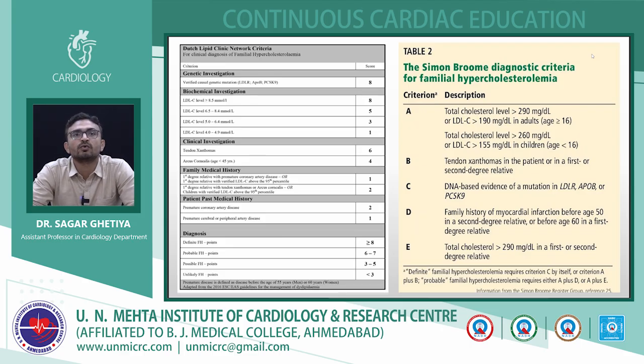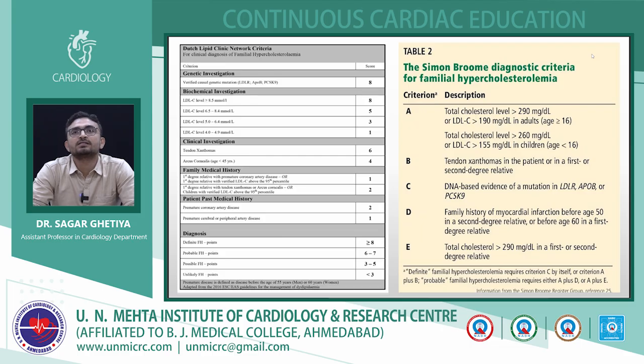And according to these points, we can divide patients into definite FH, probable FH, possible FH, and unlikely FH. Simon-Broome diagnostic criteria can also diagnose familial hypercholesterolemia. There are five criteria present: A, B, C, D, E.